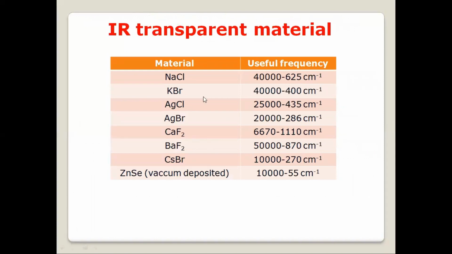So these are a few materials which you can use in IR spectroscopy as sample cell materials: sodium chloride, KBr, silver chloride, silver bromide, calcium fluoride, barium fluoride, CsBr, and zinc selenide. So you can see the range at which they can be used. Our target is 670 to 4000 per centimeter, so a wide range is available for all these materials if you observe.